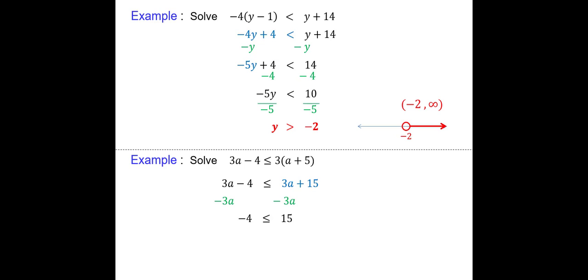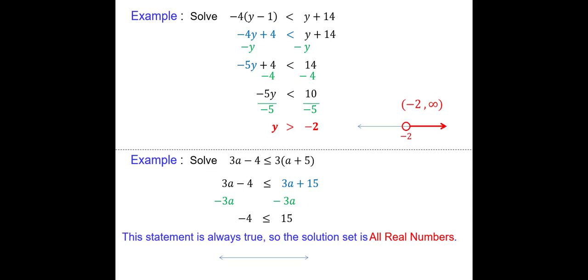Now notice all the variables canceled. So we can't actually describe just a particular region on a number line anymore because there's no variable. However, negative 4 is less than 15, and therefore this is a true statement. And because this statement is always true, that means the solution set is all real numbers, which would imply on a number line that I could shade every single number. And therefore what we say as an interval is negative infinity to infinity.